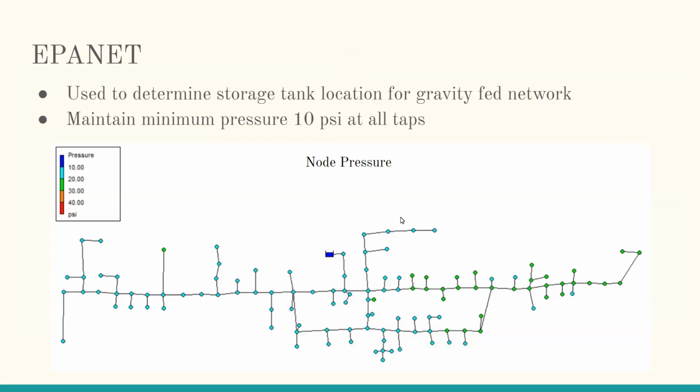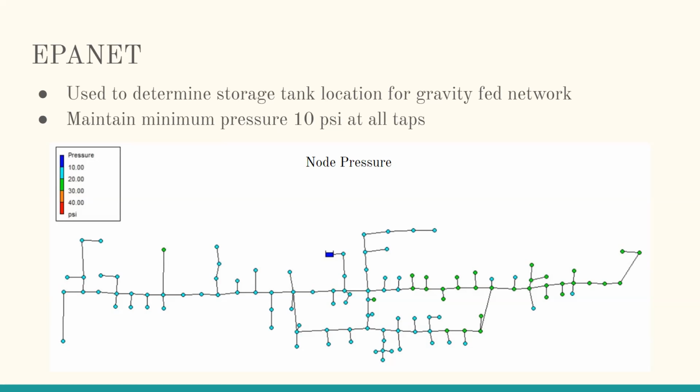So we used EPANet to determine the best location for the storage tank configuration. One of the design constraints that we were given was that we needed a minimum of 10 PSI at all of the household taps. This is our EPANet model shown below, and that's showing node pressure at all of the taps. We're assuming that this layout is representing the existing distribution system, since as we mentioned before, we didn't get an as-built. The dark blue rectangle in the middle of the model is our storage tank location.